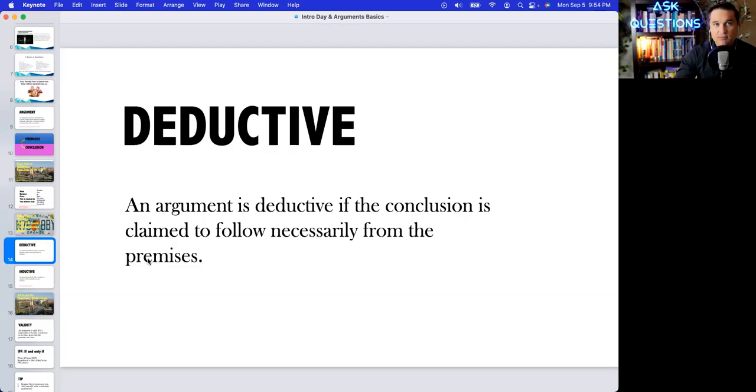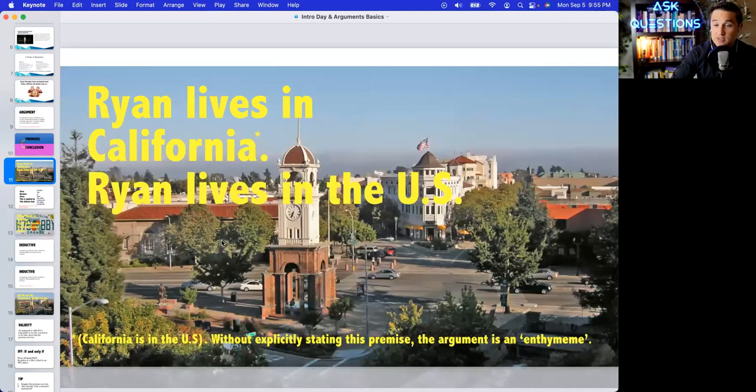In terms of probability, the odds are 100% that the conclusion is going to be true, given that the premises are true. So this argument here is a deductive one, because given that I live in California, and I do, by the way, like many of you, it does guarantee that I live in the US.